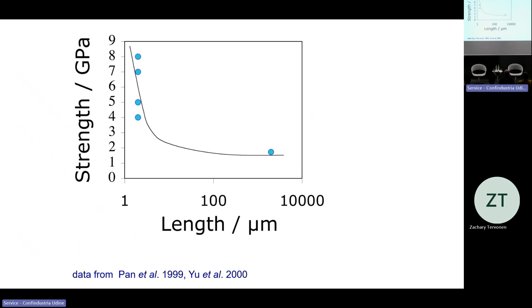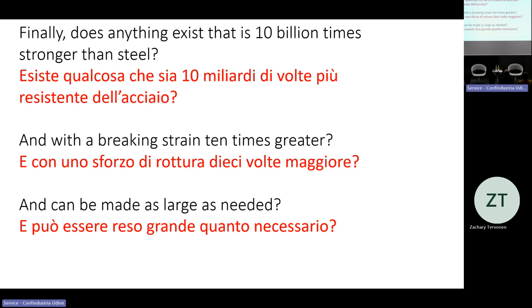So this is a question I'm going to leave you with, because you have to read the book to find the answer. But it is absolutely true that I can show you something that is 10 billion times stronger than steel. Not only that, but it is 10 times more ductile, and you can make it large. The answer is yes, but you have to look in the book. So that is my sales pitch for the book.